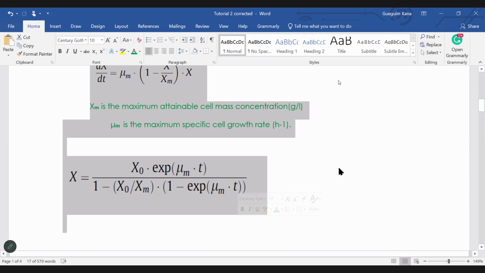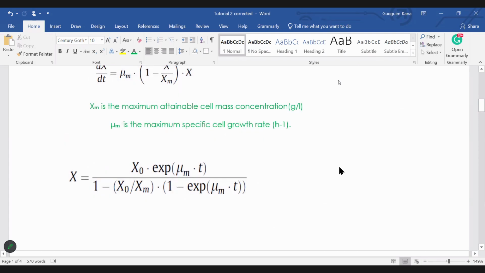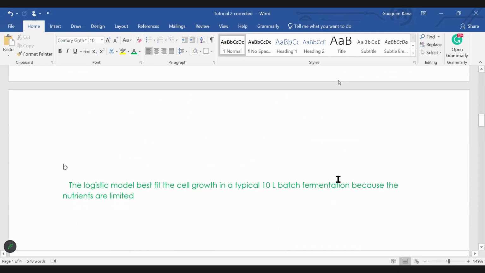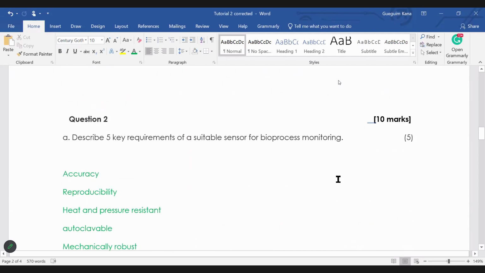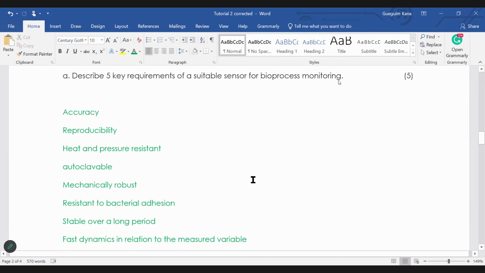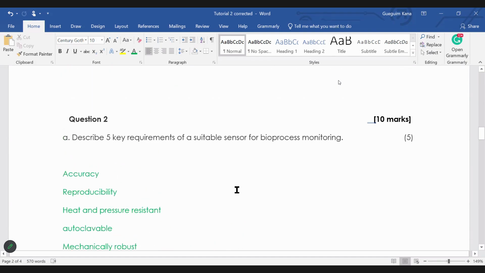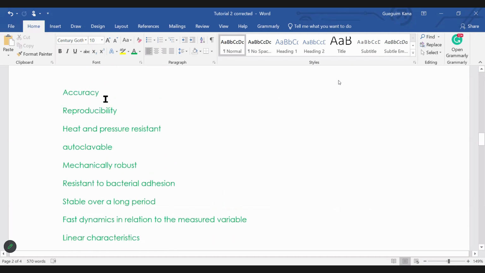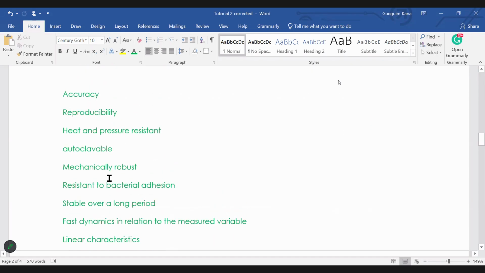The next question that was provided to you was: describe 5 key requirements of a suitable sensor for bioprocess monitoring, okay? The idea is to describe. They didn't say list, they said describe. That is, in addition to mentioning the points, you have to write a small narrative to explain how they are useful for that purpose.